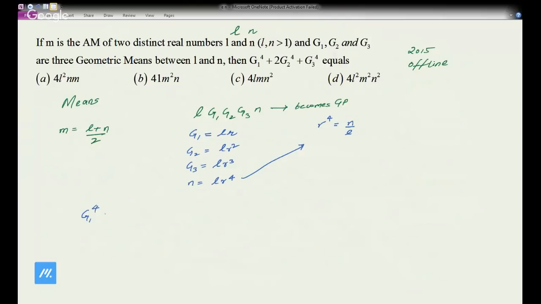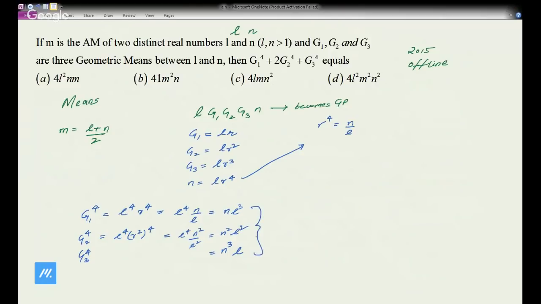Now you can see why power 4 was given. Power 4 is given so that R raised to power 4 is not to be solved. If you see N by L, what will happen? This is like this. Similarly, G2 raised to power 4 will give you L to the power 4 into R square raised to power 4. This will be L to the power 4 N square by L square. This is N square L square. And by the symmetry, straight away can I say N, the power was 1, then 2, now it will become 3. Clear, right? Now just put the values.